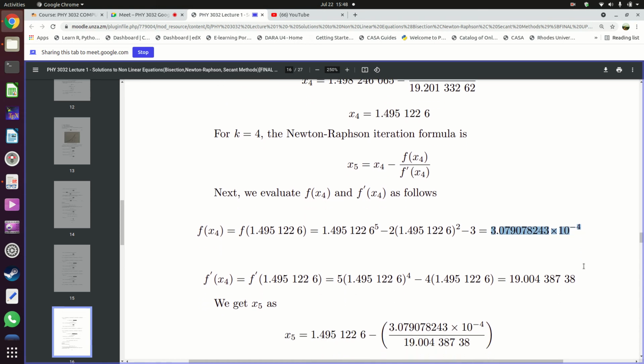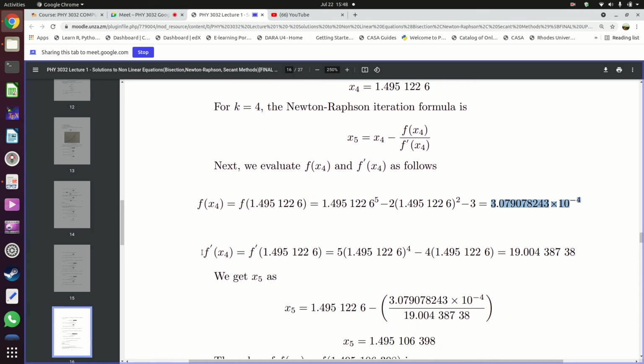Okay, then I proceed to work out the value of the derivative at x4. In this case, the value of the derivative at x4 is f prime of 1.4951226, that's going to be 5 multiplied by 1.4951226 to the power 4, then minus 1.49 times 1.49512 to the power 6, and I get this. So I will be dividing. This is the value of the function at x4, this is the value of the derivative at x4. So for x5, I put in x4 minus the value of the function at x4 divided by the value of the derivative.